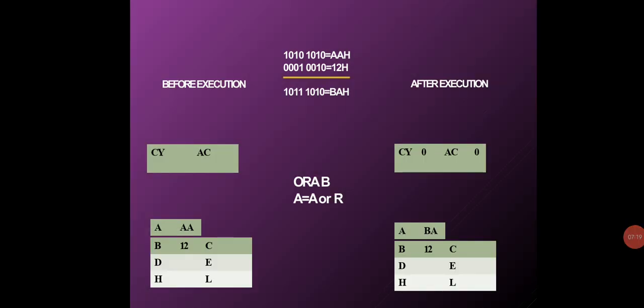You can see in this example that there are two values, that is two contents. The content of A is AAH and the content of B is 12. After logically ORing with the accumulator, the final value is BA. So before execution the content of A is AA and the content of B is 12. After execution the content of A is BA and the content of B is 12.